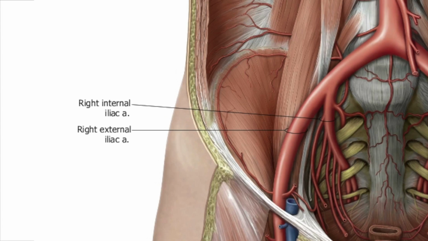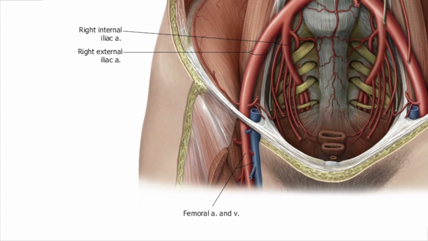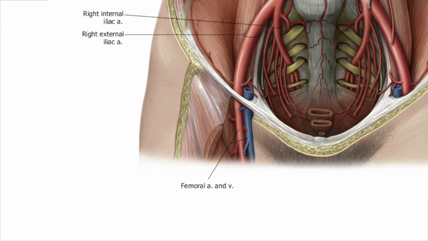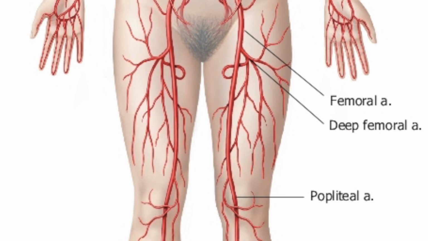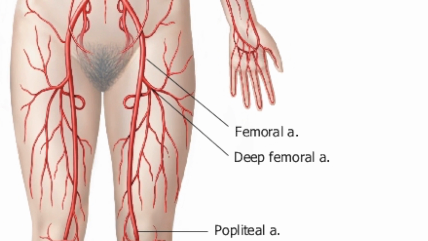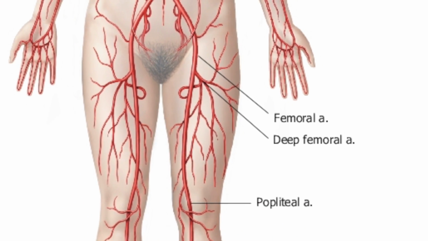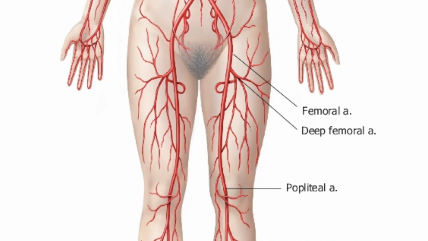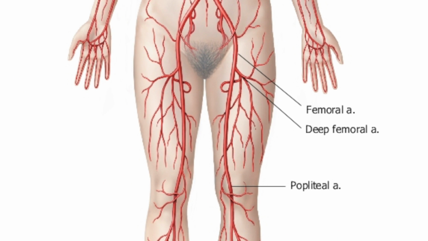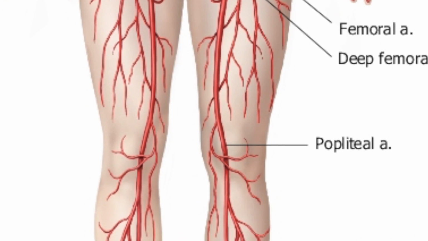Once the external iliac artery traverses the inguinal ligament, it becomes the femoral artery. This supplies blood to the muscles of the thigh. Branching off directly underneath the femoral artery is the deep femoral artery. This supplies the posterior thigh muscles. As we continue down the femoral artery, we get into the knee region. On the posterior side, we can find the popliteal artery in a region behind the knee called the popliteal fossa.